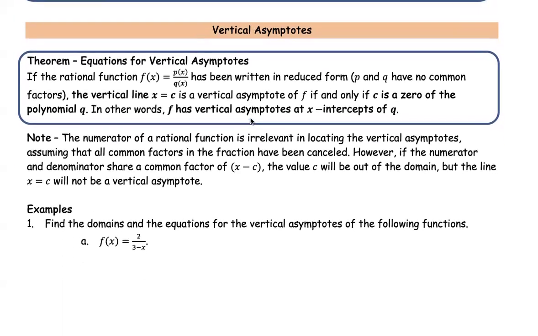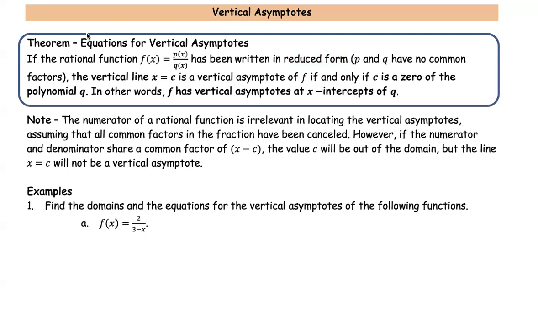The vertical asymptotes. Vertical asymptote theorem, equations for vertical asymptotes. The rational function f of x equals p(x) over q(x) has been written in reduced form, where p and q have no common factors. The vertical line x equals c is a vertical asymptote of f if and only if c is a zero of the polynomial q. In other words, f has vertical asymptotes at the x-intercepts of q.